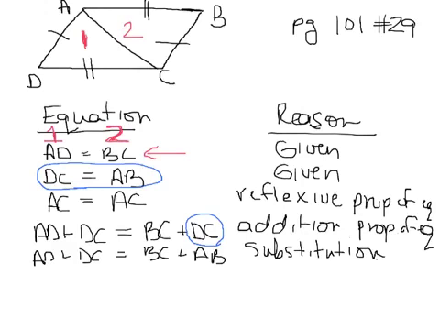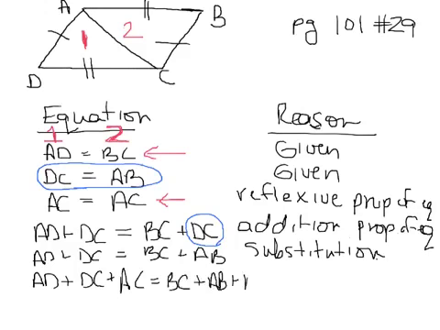Then I'm going to go ahead and add this last line to both sides of the equal sign. AD plus DC plus AC. Let me draw that better. Equals BC plus AB plus AC. I added AC to both sides of the equal sign. What's that? Addition property of equality.